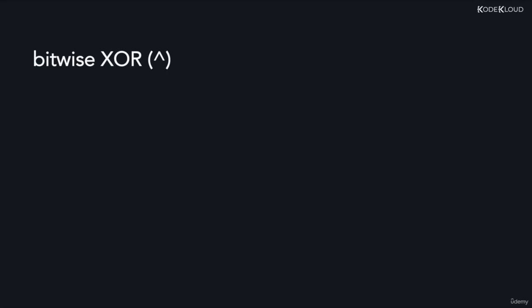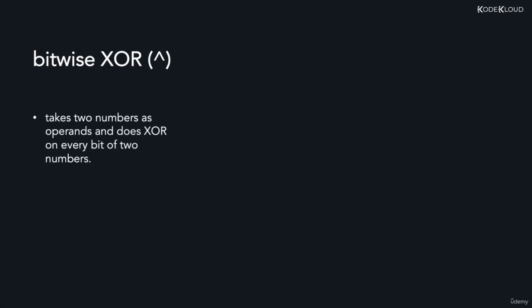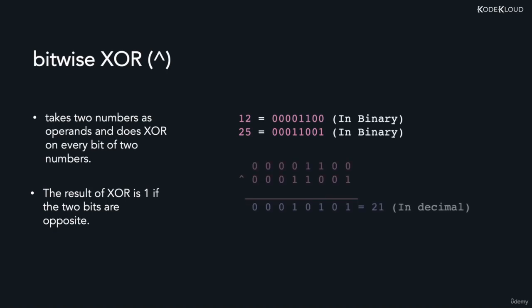The next operator is the XOR operator. It takes two numbers as operands and does XOR on every bit of the two numbers. So what is XOR? The result of XOR is 1 if the two bits are opposite. XOR is denoted by the caret symbol. The output of bitwise XOR is going to be 1 when both of the bits are opposite, while it is going to be 0 when both of the bits are the same. The XOR operation over here gives us 21 as the result.